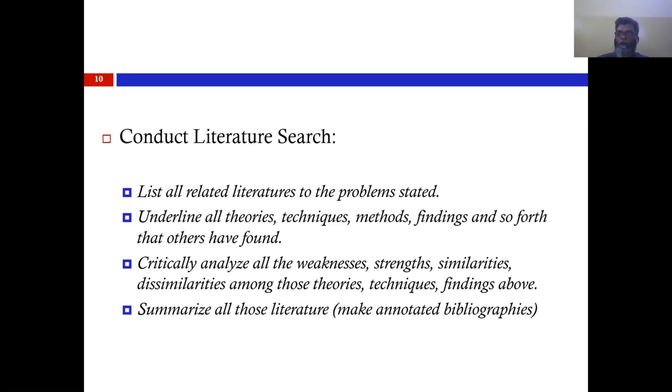Then you need to critically analyze. You need to go through thoroughly their weaknesses, their strengths, their similarities, their dissimilarities among those theories and techniques you found in the literature review. And then you need to summarize that literature, and whatever you have taken from, for example, an author or a researcher, that should be cited, and the same will be included in the reference section or in the bibliography section.